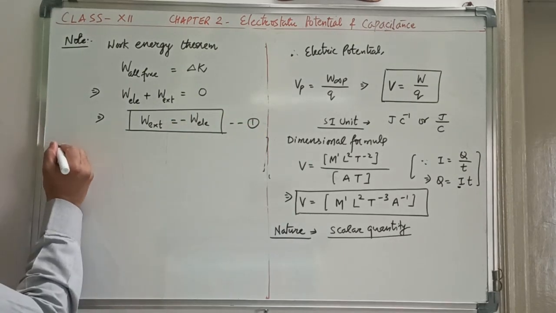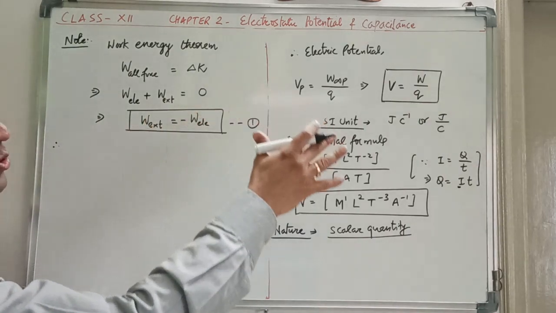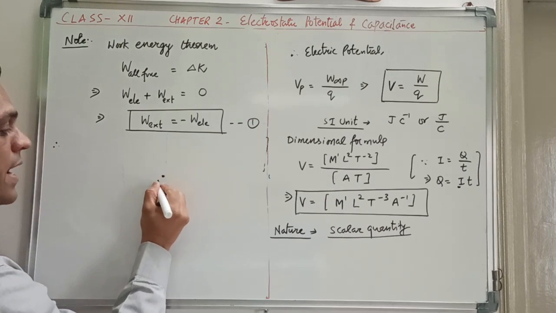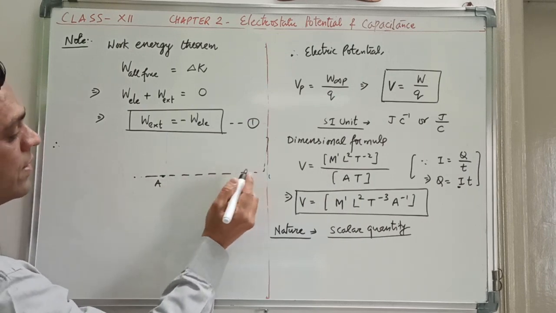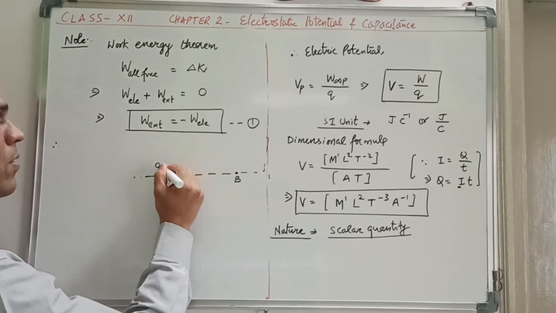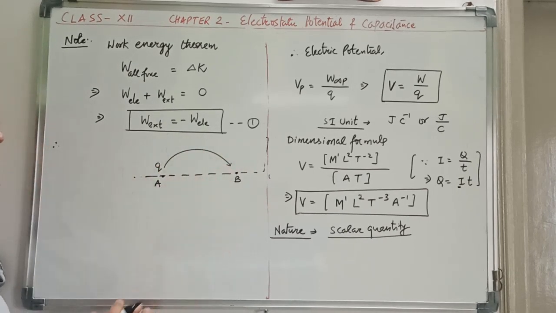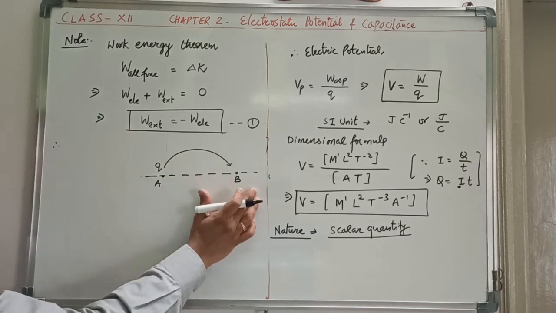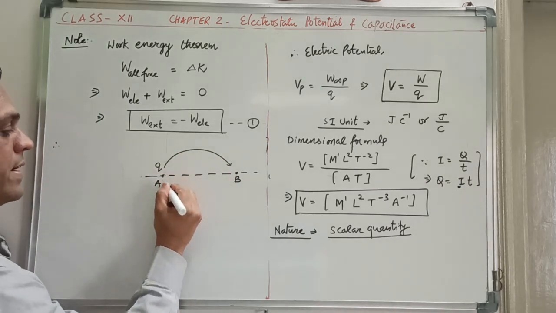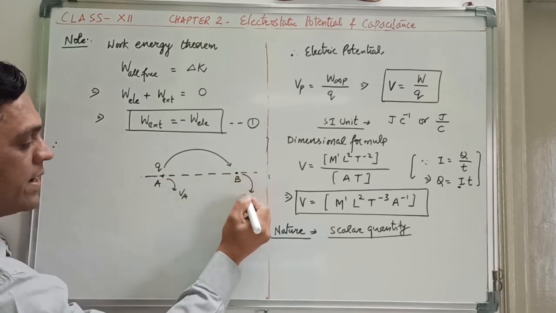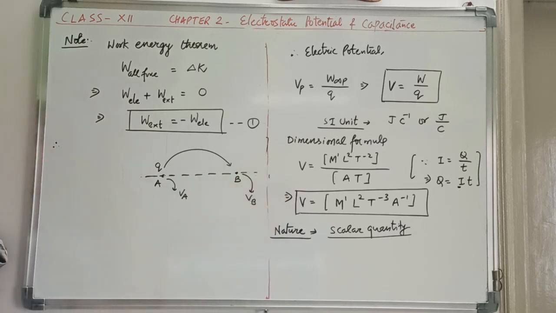Now I give you what we have done so far here. Suppose you have taken a charged particle in the electric field of any other charge configuration. If you have taken a charged particle from point A to point B along any path, since electrostatic forces are conservative forces, then how do we write the relation between work done and the electric potential? Let the potential at point A be VA, and at this point let me take the potential to be VB.